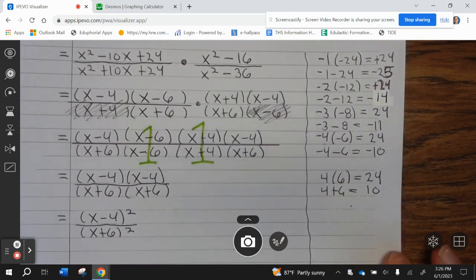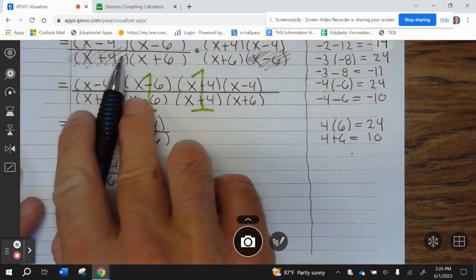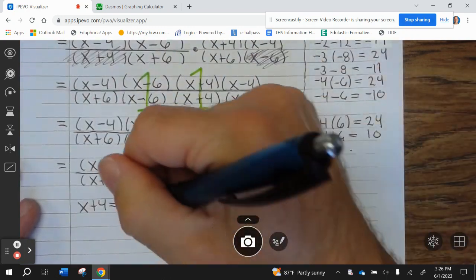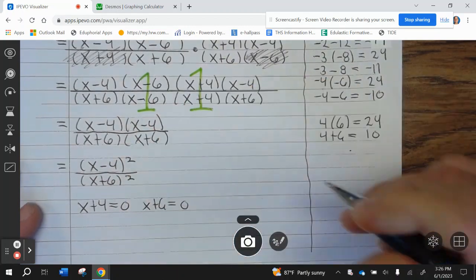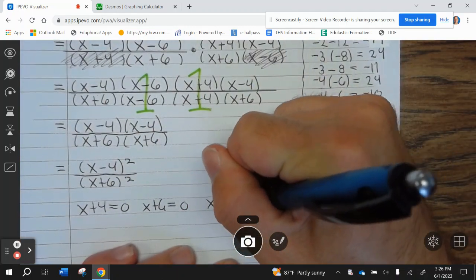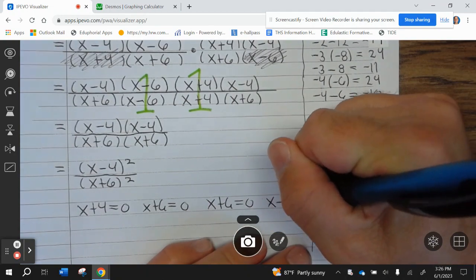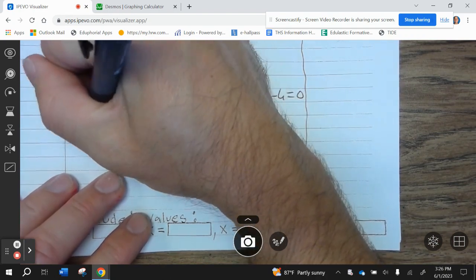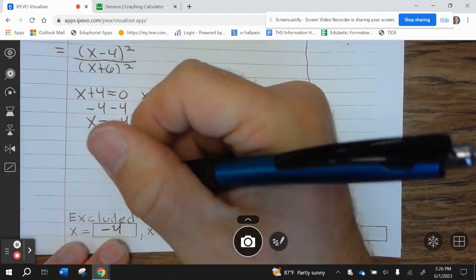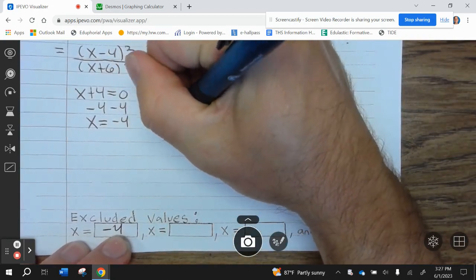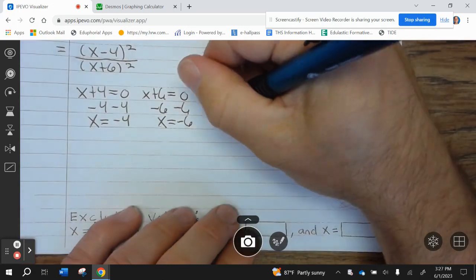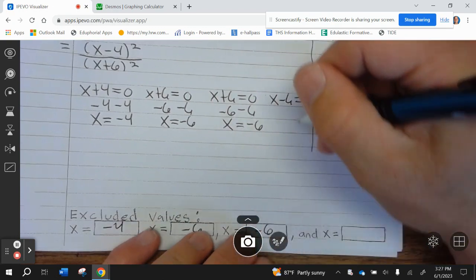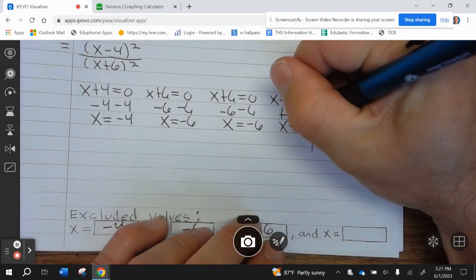Now to find the excluded values, we need to come back to right here and set the entire denominator equal to 0. So x plus 4 equal to 0, x plus 6 equal to 0, x plus 6 equal to 0, x minus 6 equal to 0. So subtract 4 from both sides, x equals negative 4. Subtract 6 from both sides, x equals negative 6. Subtract 6 from both sides, x equals negative 6. Add 6 to both sides, x equals 6.